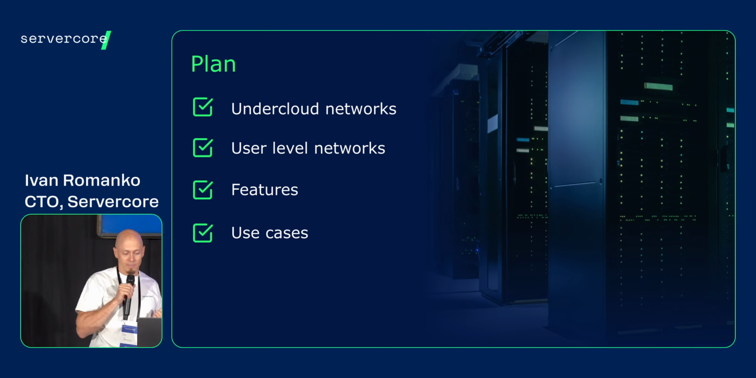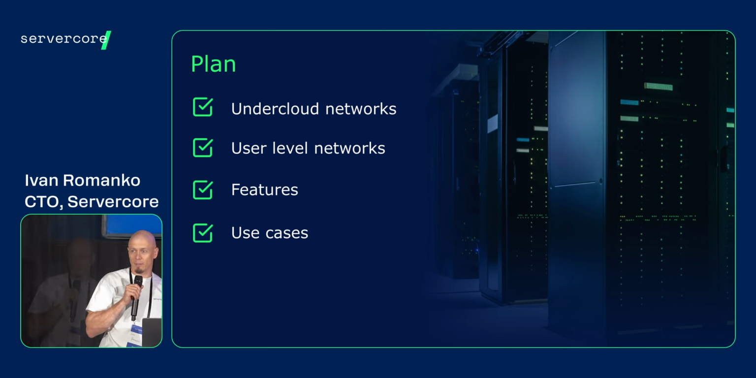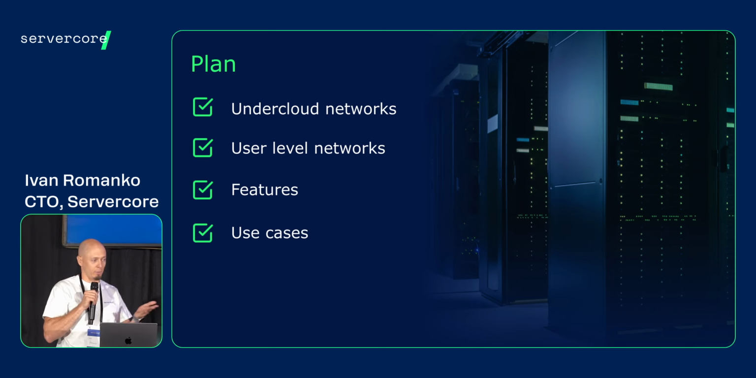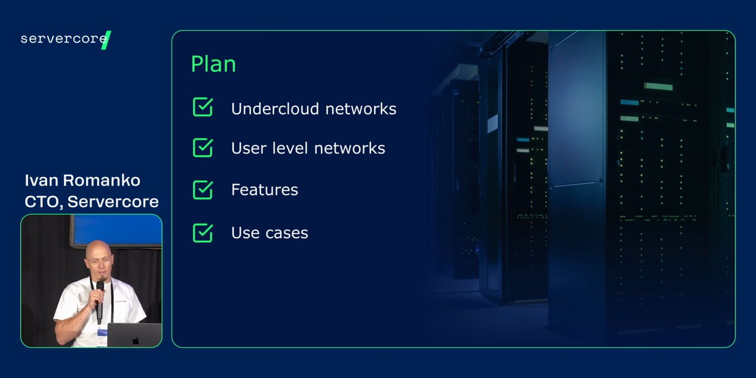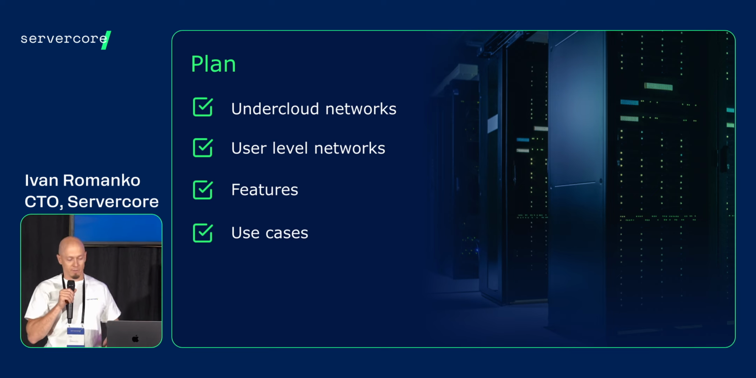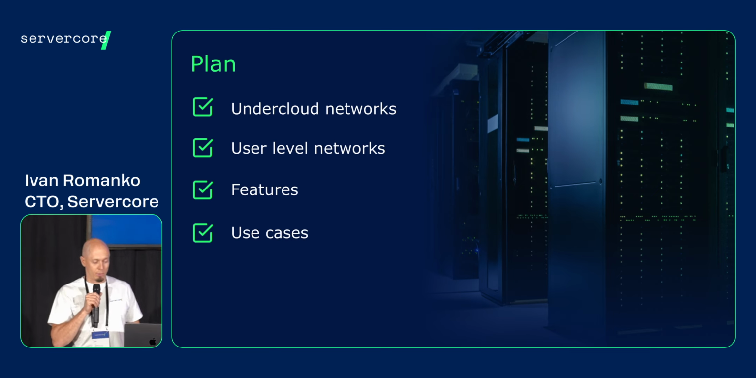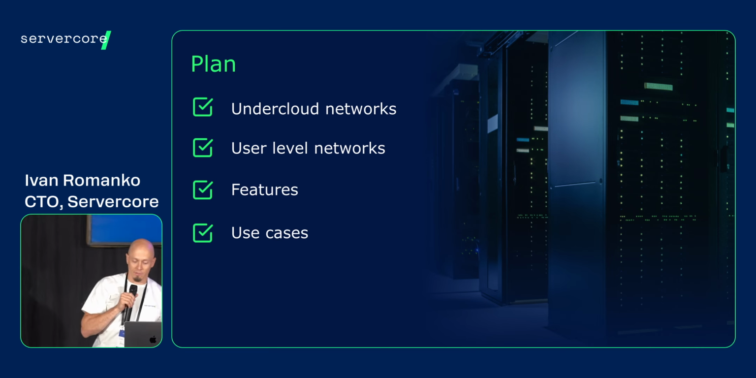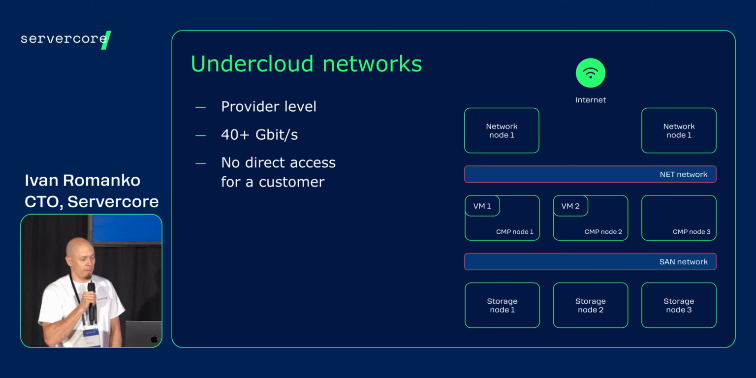So in the next part, we'll talk briefly about undercloud networks that were covered previously. And we'll see how they're connected with user level networks, with objects you as a customer, as a user of a cloud, can utilize building your applications. So in a cloud, we split many things into two groups: things that are not visible for our customers and things they are interacting with.